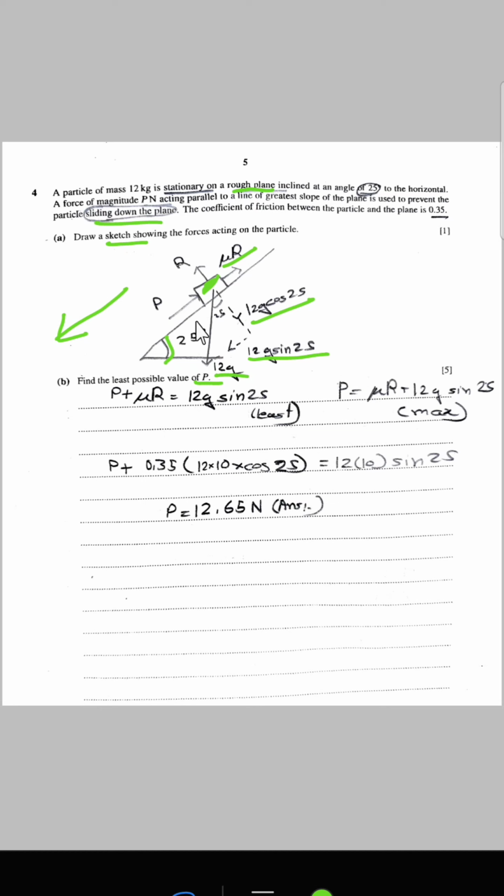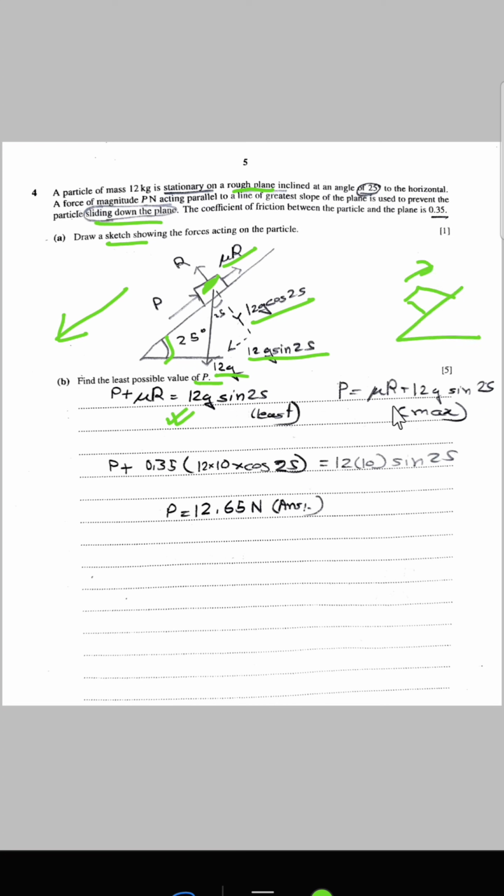So for the least value of P, since the object is moving downwards, P plus mu R is equal to 12g sin 25 would be the least value. And for the maximum value, P would be mu R plus 12g sin 25. This would only occur when the object is moving upwards, but since the object is moving downwards, we have to consider this equation.